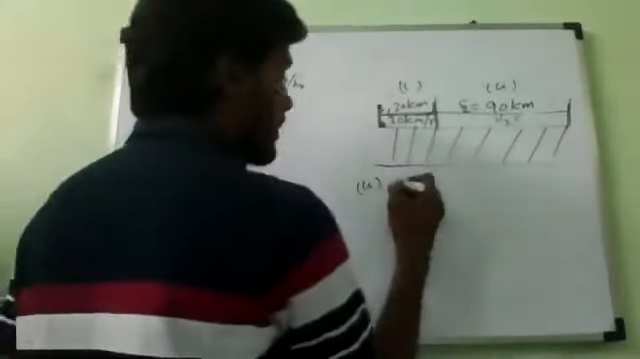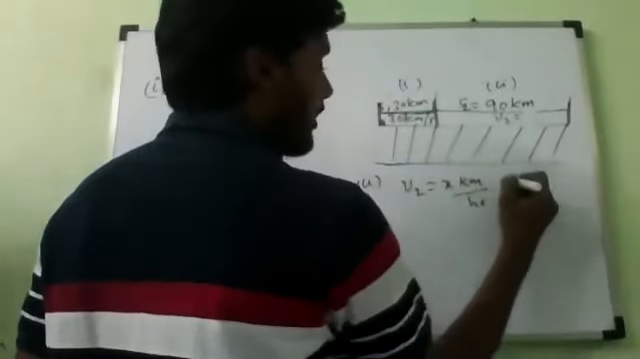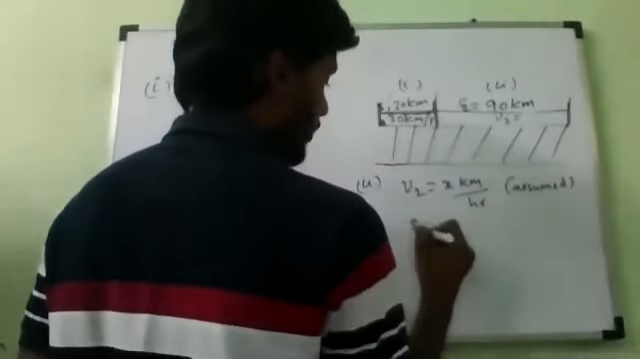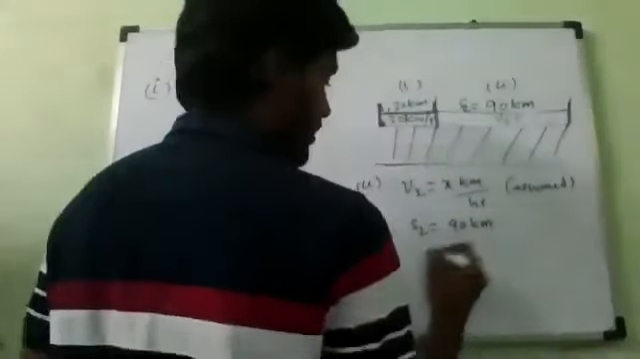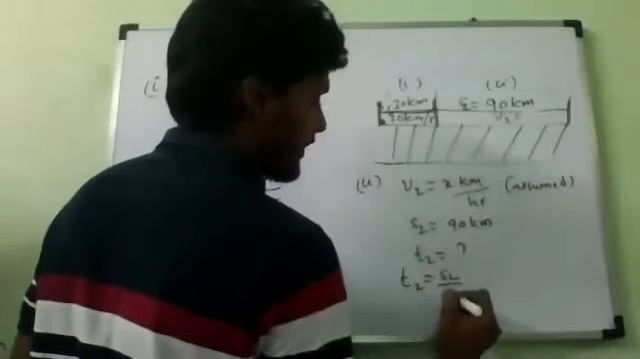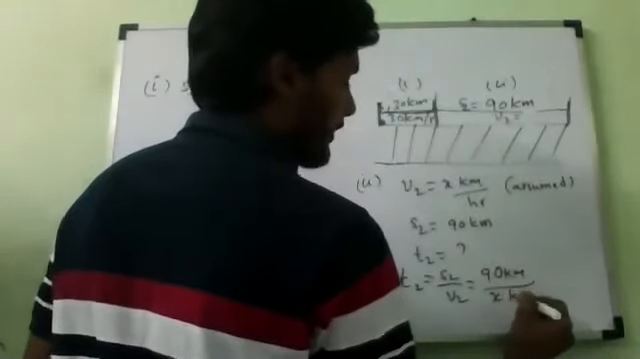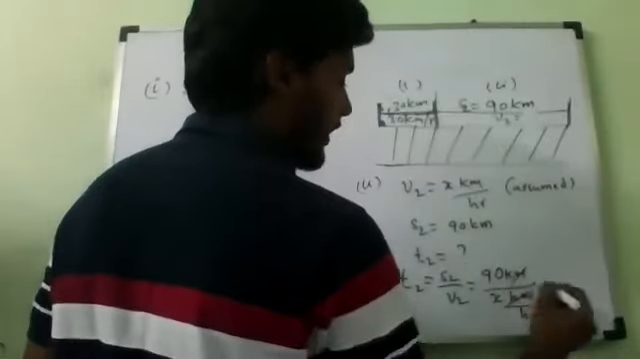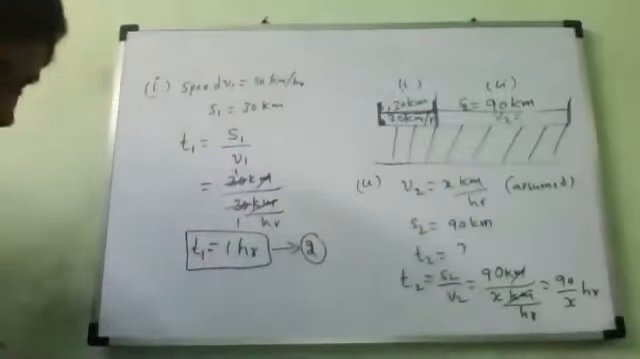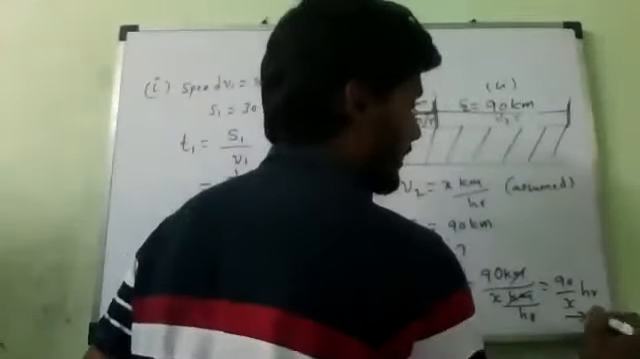Now case number 2. As we know, the speed we have assumed is x km per hour. Next, what is the distance? Distance S2 equals 90 km. We want T2, so T2 equals what is the formula? T2 equals S2 divided by V2, which equals 90 km divided by x km per hour. Kilometers get cancelled, so 90 by x hours. Is it yes or no? Let us assume this is equation number 3.